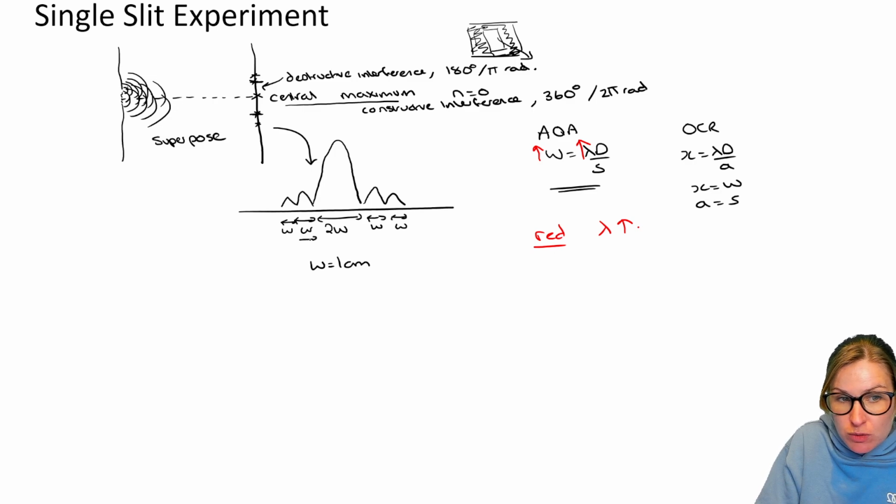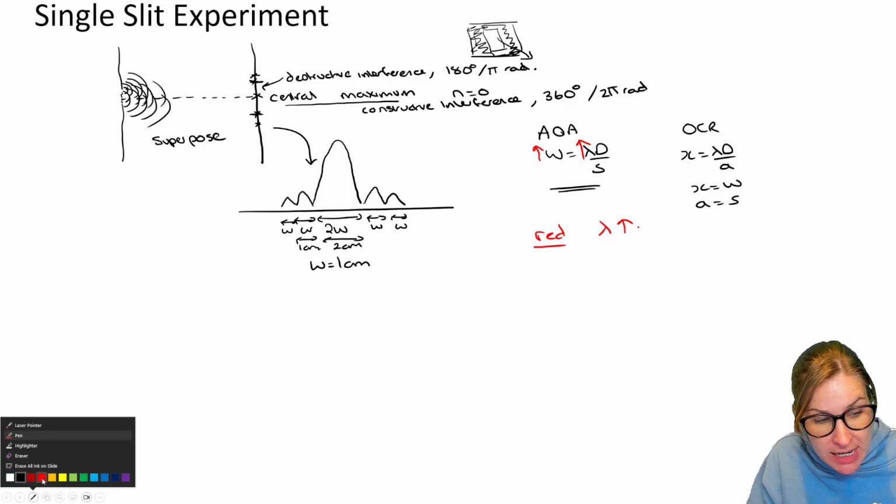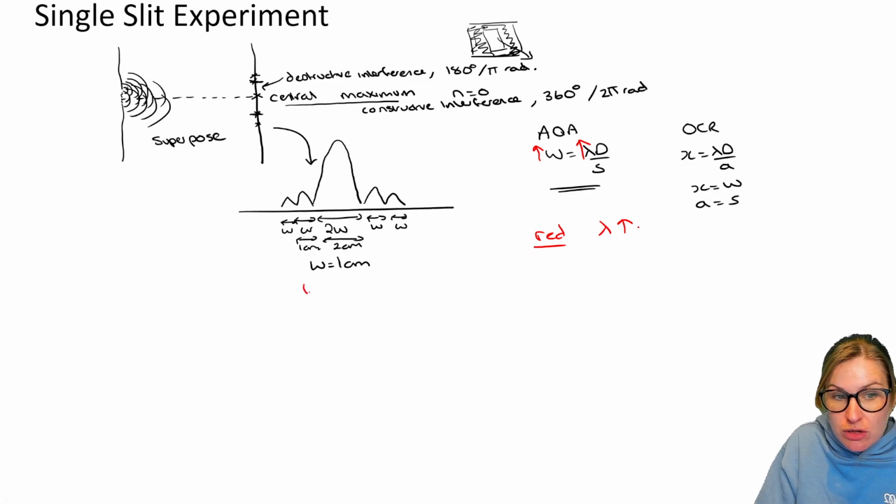So let's say that there was 1 centimeter. So that means my middle one was 2 centimeters. Now if I'm using my red light and I've increased the value of W, let's say W now represents 2 centimeters. So all these W's now have to represent 2 centimeters, which means the middle one, which is double the width of the other ones, must be 4 centimeters.